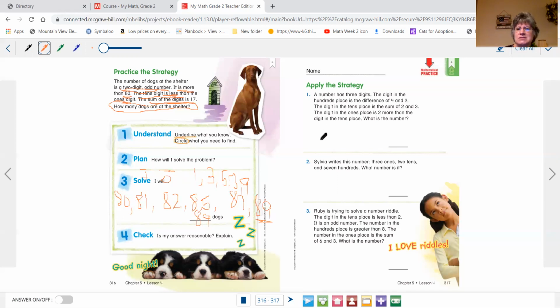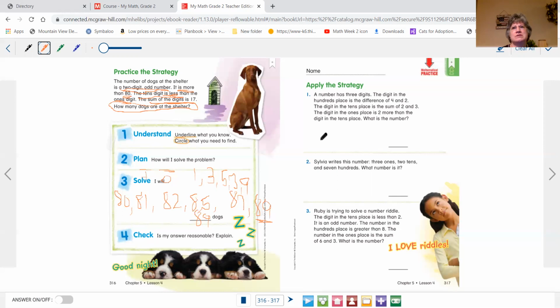Okay, a number has 3 digits. The digit in the hundreds place is the difference of 4 and 2. The digit in the tens place is the sum of 2 and 3. The digit in the ones place is 2 more than the digit in the tens place. What is the number? Woo!